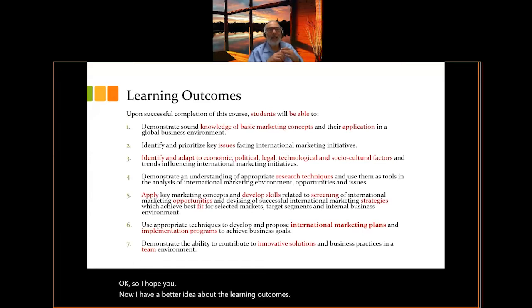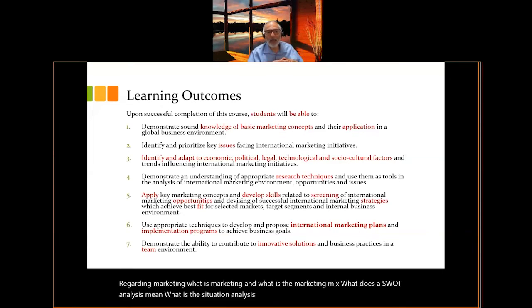So basically, in this course, we're going to cover some of the basic concepts regarding marketing. What is marketing? And what is the marketing mix? What does a SWOT analysis mean? What does a situation analysis mean? What is a marketing strategy? What does segmentation mean? Things like that. So these are basic concepts.